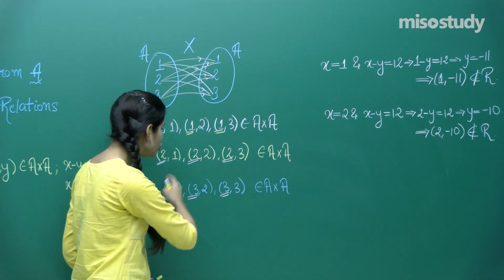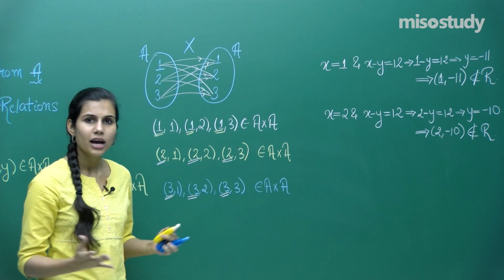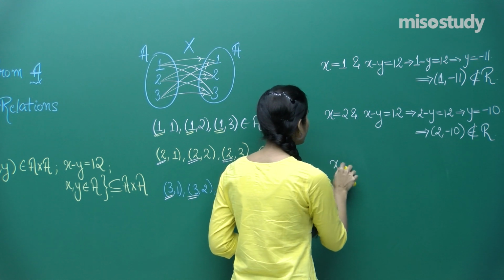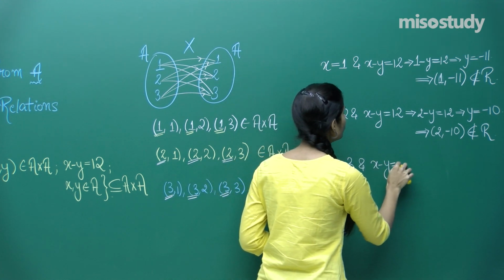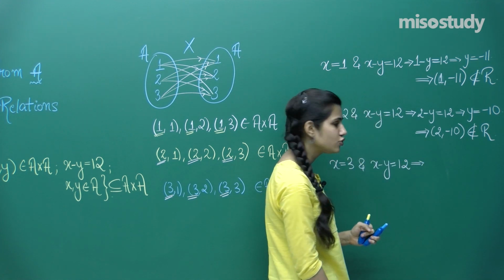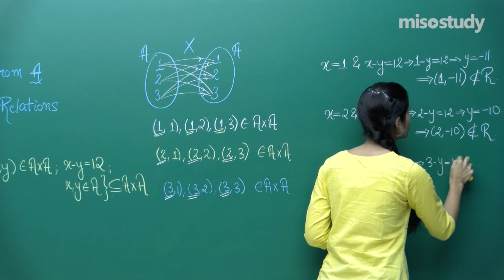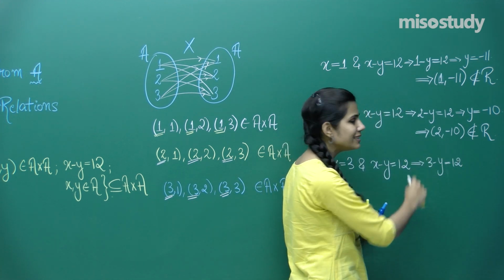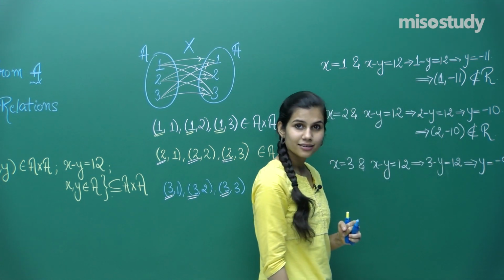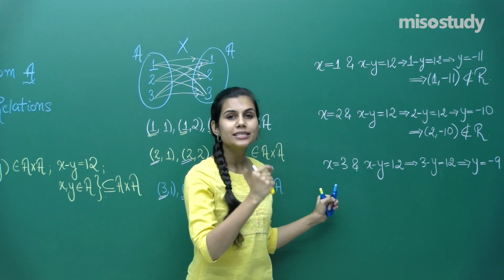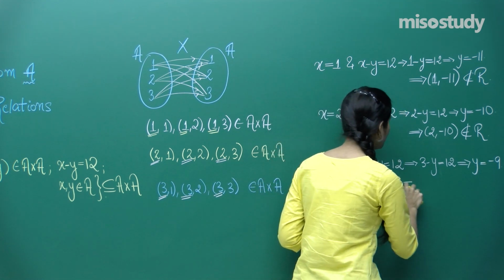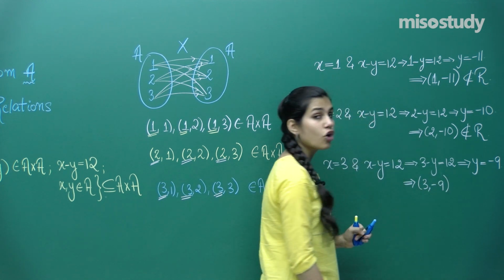Therefore, if I want to find out which among these 3 members makes its place inside R, I will have to again start the analysis with small x equal to 3, which is the first element. If I take x equal to 3 and I want the rule to be satisfied by some certain y, this means there should be a y such that 3 minus y is equal to 12. Once you simplify it, you get y equals -9. Corresponding to x equal to 3, the y which satisfies the rule x minus y equals 12 is y equals -9, and therefore the ordered pair which comes into picture is (3, -9).